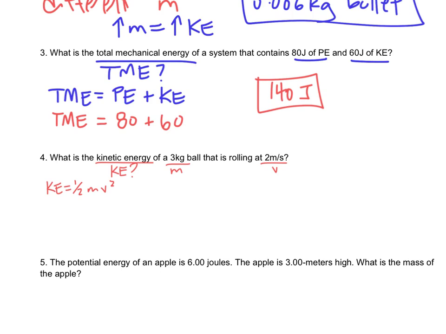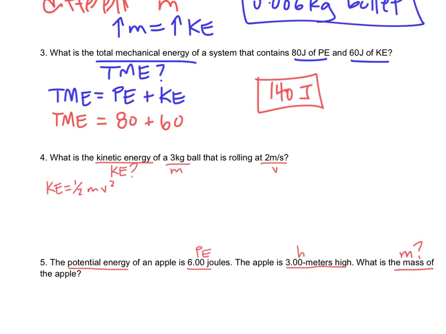And number 5 says the potential energy of an apple is 6 joules. The apple is 3 meters high. What is the mass of the apple? All right, so it's telling you now the potential energy is 6 joules. So it's telling you PE. It tells you the apple is 3 meters high. So this is a vertical distance, and in this case, it's height. And it wants to know what is the mass. So you're solving for variable M.